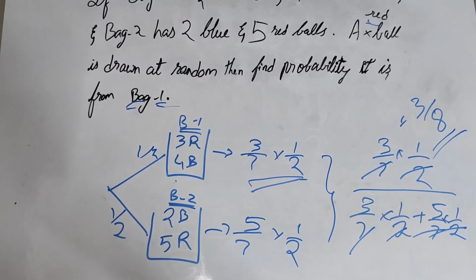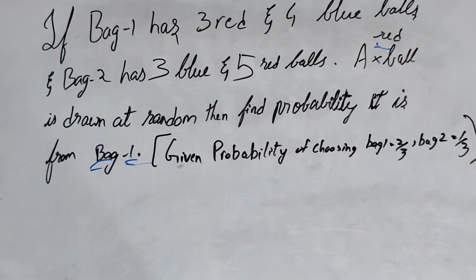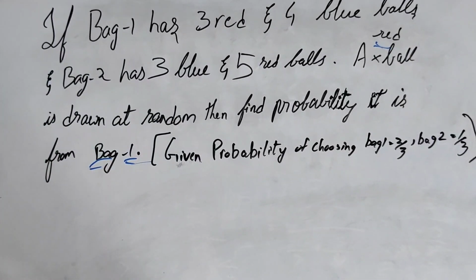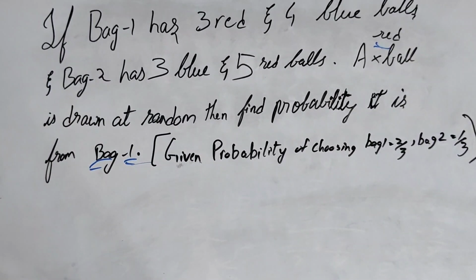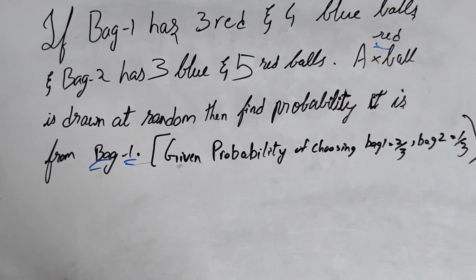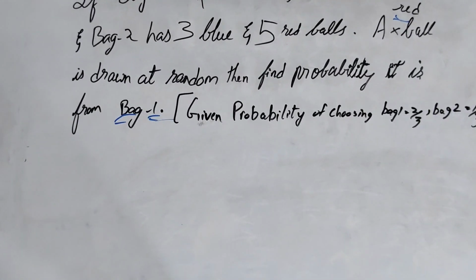Now let's move on to another example. This question is similar to the previous question. I have just changed a few values. If bag 1 has 3 red and 4 blue and bag 2 has 3 blue and 5 red balls, and a red ball is drawn at random, then find the probability it is from bag 1, given that the probability of choosing bag 1 is 2 by 3 and choosing bag 2 is 1 by 3. So let's get started with the solution.